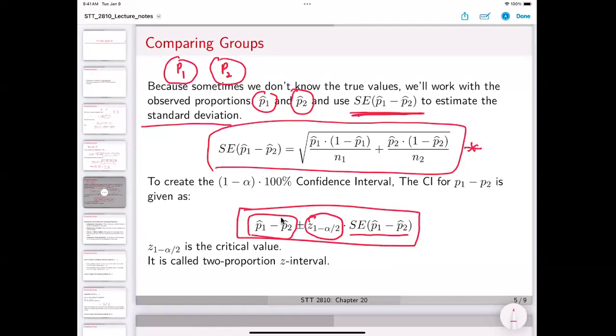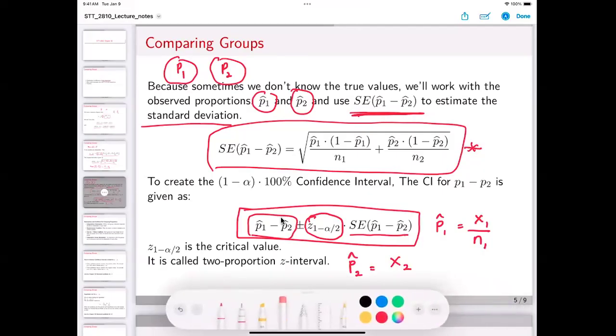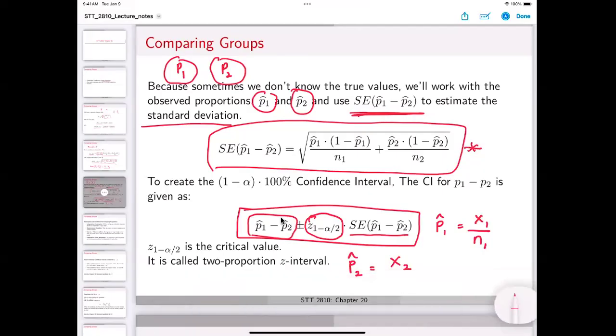So you should also know that p hat 1 is the same thing as x1 divided by n1. So x1 is the number of successes for sample 1, and n1 is the sample size for sample 1. In that regard, we can also say that p hat 2 is the same thing as the number of successes for sample 2 divided by the sample size for sample 2.